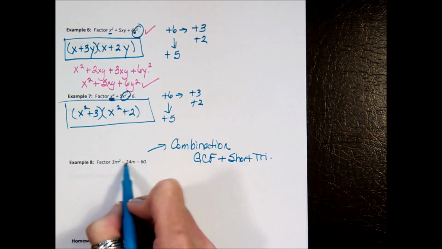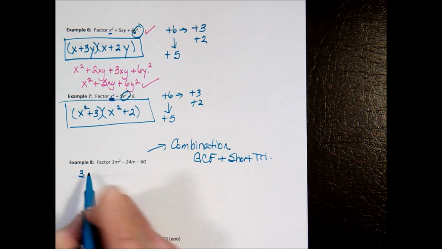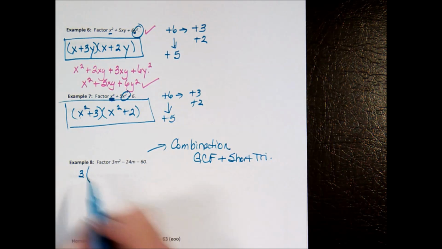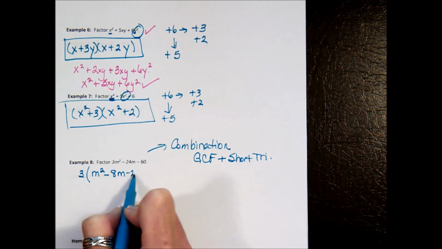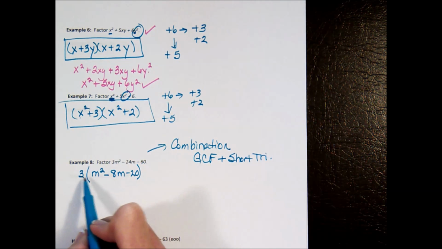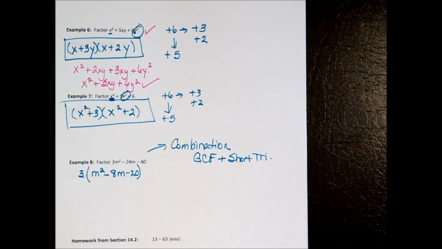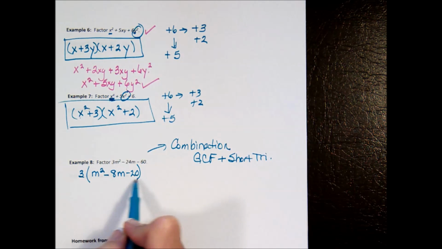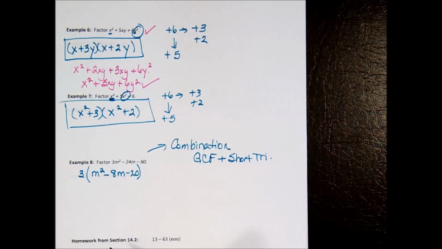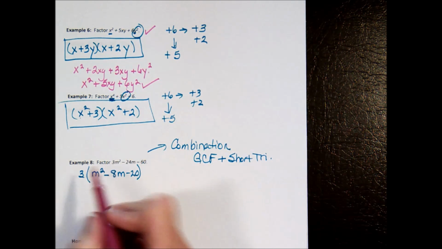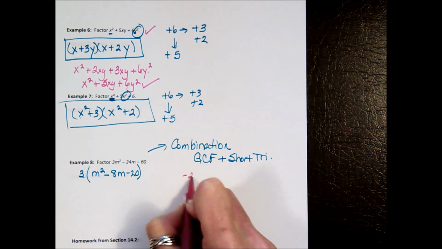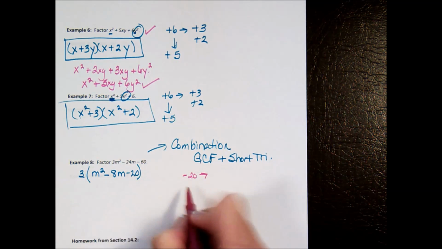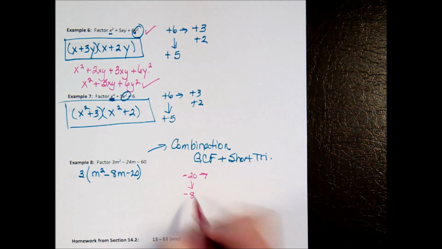What goes into all three is a 3. So if I first factor out a 3, I'm left with m squared minus 8m minus 20. I divided 3 into each of the terms. Now what's in the parentheses is also factorable. Let's do that in a different color. Now I have a 1 in front of my m squared, so I'm looking for factors of negative 20 that combine to make negative 8.